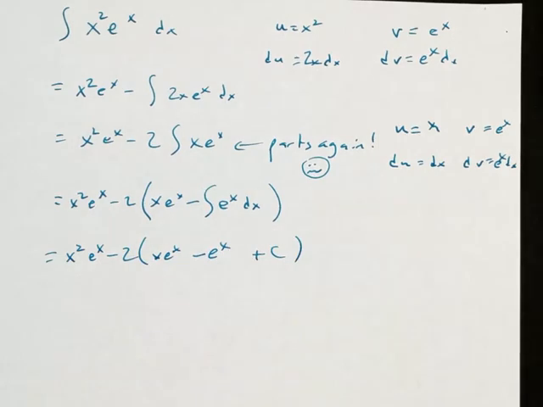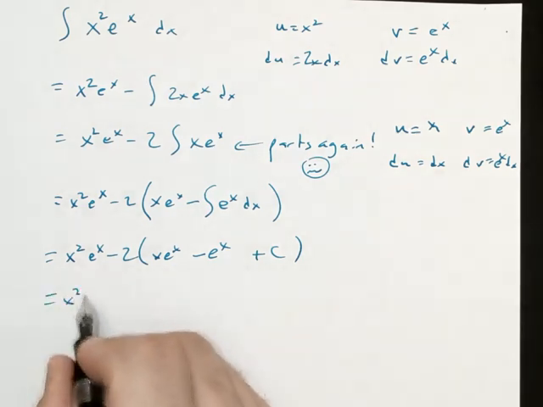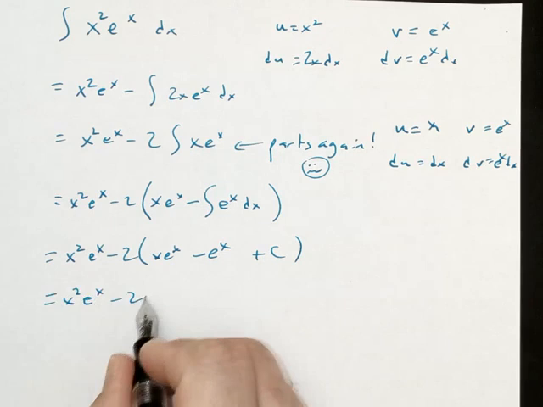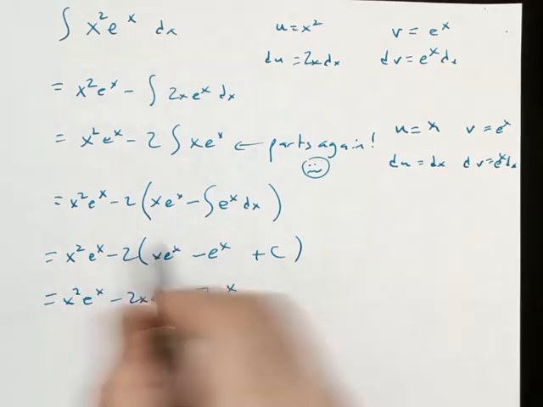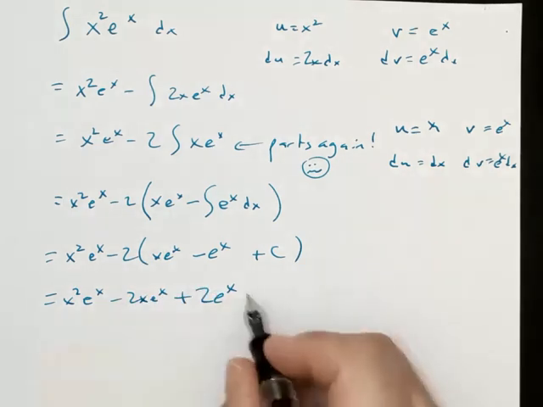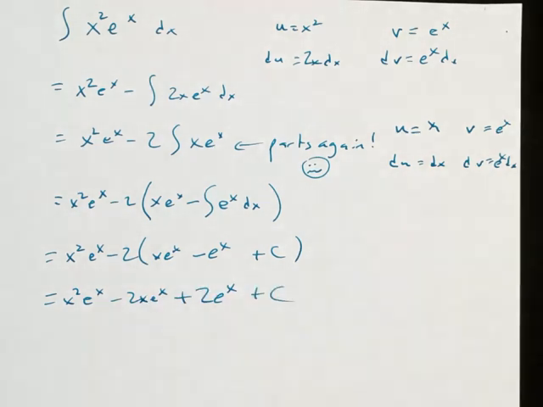I am the kind of person who will take that negative 2 and multiply it through. x squared e to the x minus 2x e to the x plus 2e to the x. And 2 times a constant is still a constant. You could change it if you wanted to. You could write 2c, you could write capital D, whatever. It's still a constant.